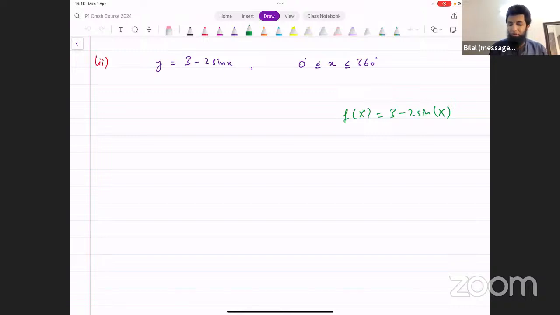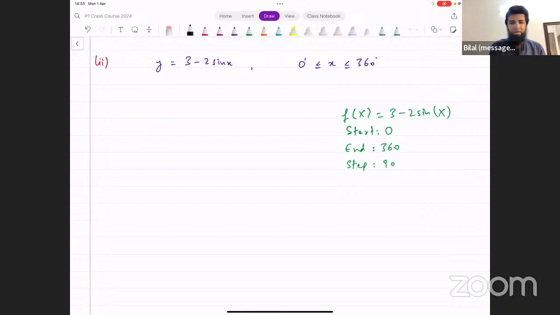Now, what value are you going to start from? The start value you're going to input is 0. And then end is going to be 360. And then step, you can take a step of 90. If you want to be more precise, you can use 45. But I'll show you how 90 would work. So you'll make this table on your calculator.